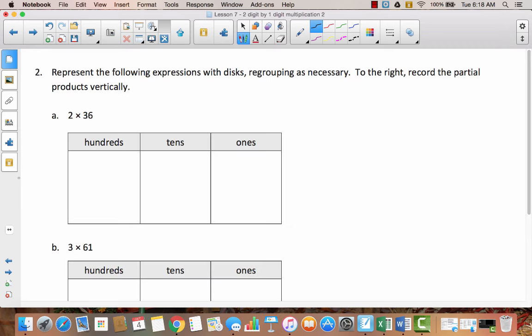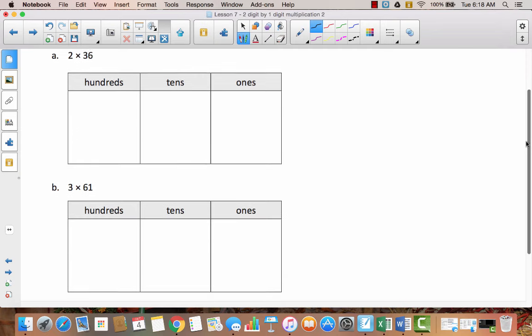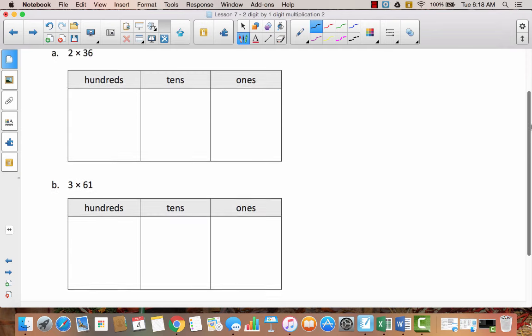All right, so this time we've got a different problem, and it says represent the following expressions with discs, regroup as necessary, to the right record the partial products vertically. So again, we're doing the same exact strategies that we were using in problem 1, only this time we have some different problems. I would like for you to go ahead and try to do A, and if you feel confident, go ahead and do B by yourself too.